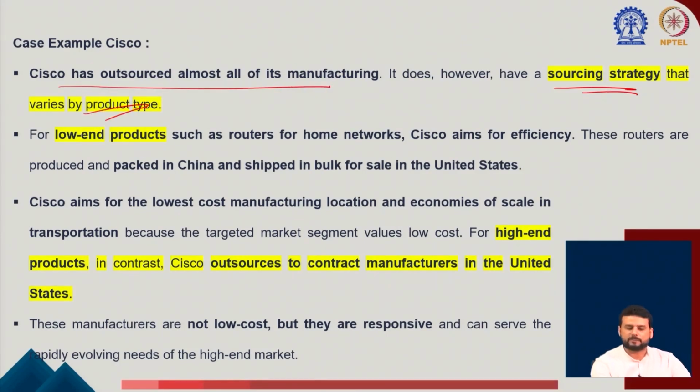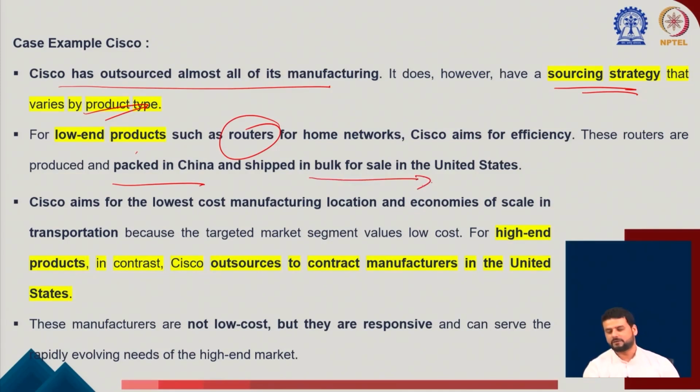Sourcing strategy varies with the product type, like we talked about. High end products will be under your responsive supply chain, low end products under the efficient supply chain. Low end products like routers for home networks are packed in China, where they process bulk orders and finally ship them to the United States, right? So they are saving the cost. But for high end products, they outsource to contract manufacturers in the United States only, because these locations are not cost efficient.